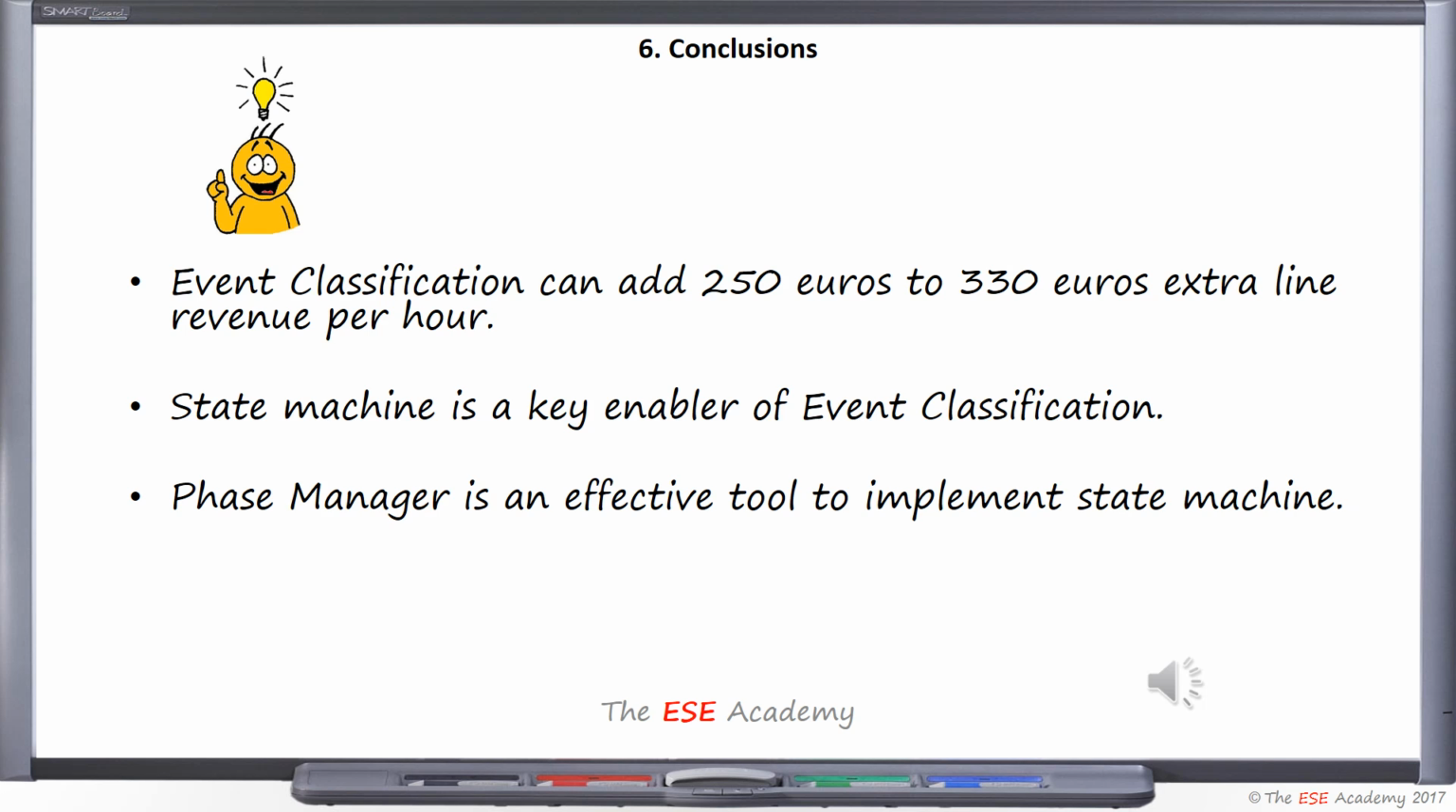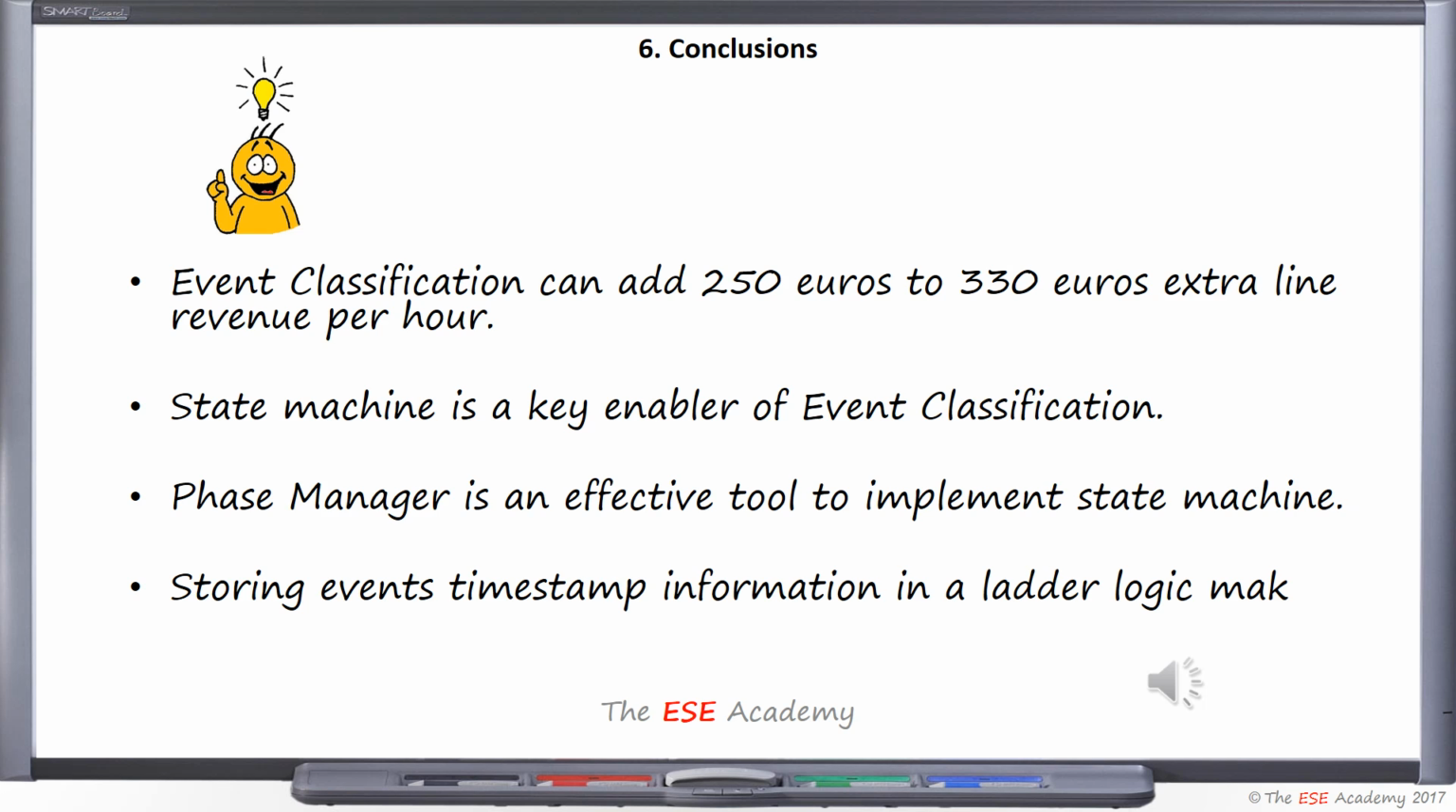Storing events timestamp information in an array in the ladder logic makes it very hard to export the information for further analysis. Because of this, the author manually put all the experiment data into Excel to analyze. This problem can be solved by using FactoryTalk View, Events, and Alarm Manager.